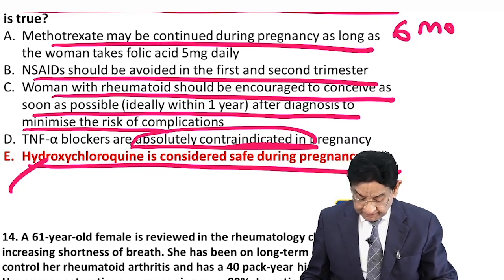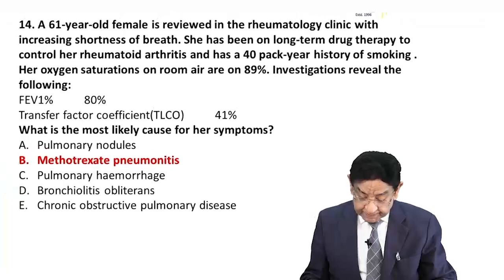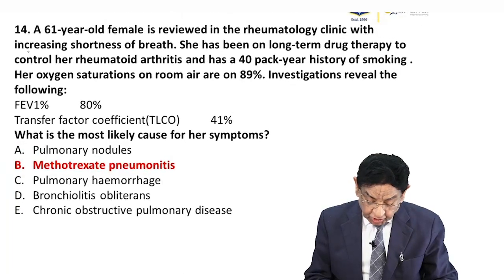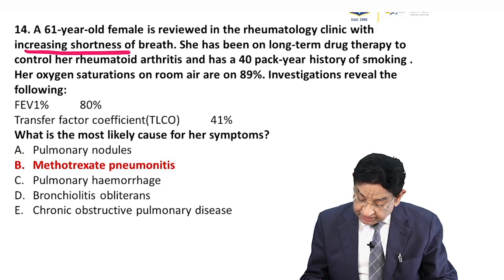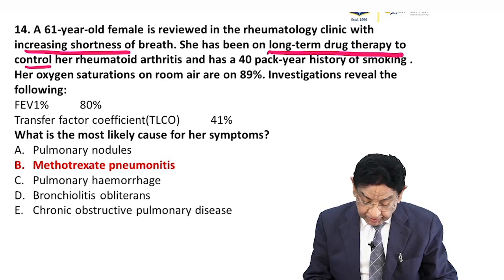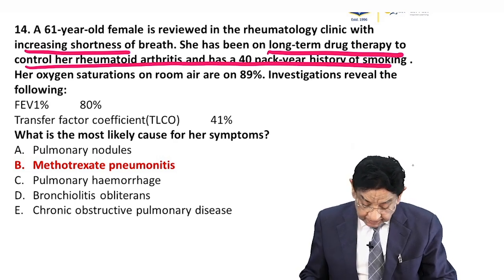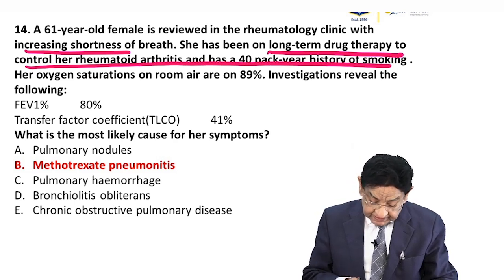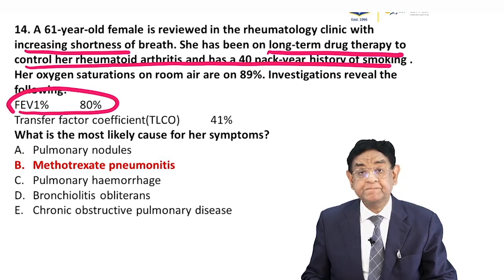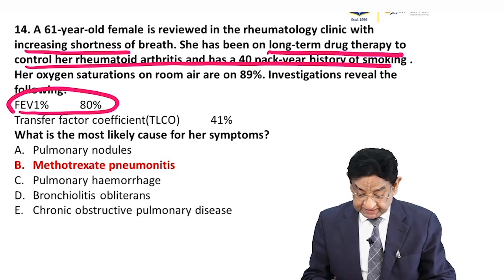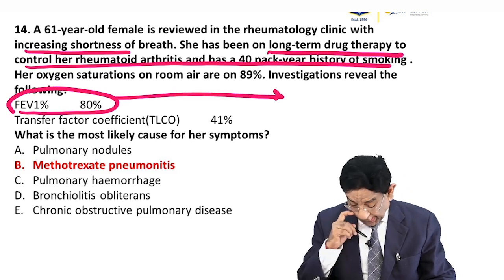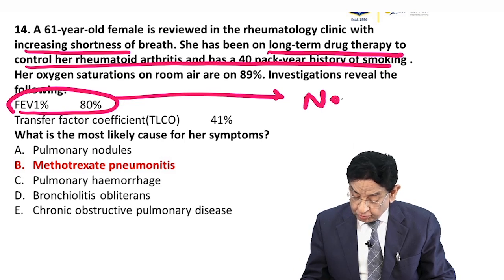Okay. Question 14. The patient has shortness of breath. She had been on long-term therapy, and she's a cigarette smoker also. What we are getting is FEV1 of 80%. FEV1 80%. That means no obstructive, no restrictive pattern.